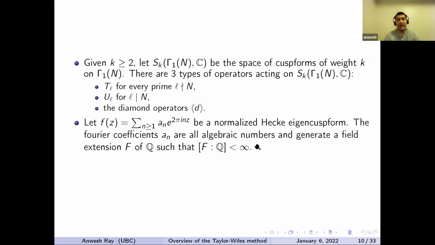So suppose we have such a Hecke eigen cusp form, then it's known that all the Fourier coefficients are algebraic numbers. And not only are they algebraic numbers, but they generate a field extension of Q which has finite degree over Q. So we get a finite extension of Q, which contains all these Fourier coefficients. Let's call it F.